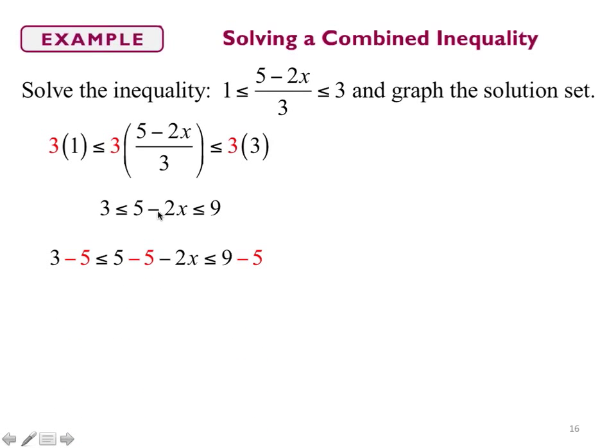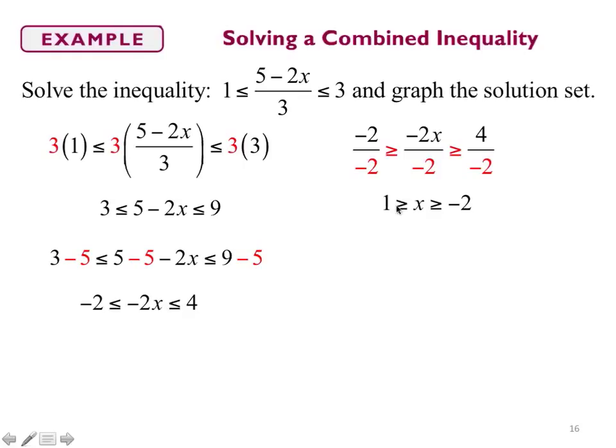If we simplify this by subtracting 5 from each side, we get negative 2 is less than or equal to negative 2x, which is less than or equal to 4. Then we divide all sides by negative 2, and you'll notice the signs were flipped because we divided by a negative number. So we get 1 is greater than or equal to x, which is greater than or equal to negative 2.